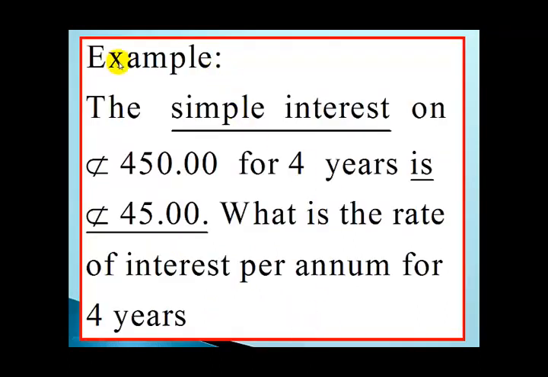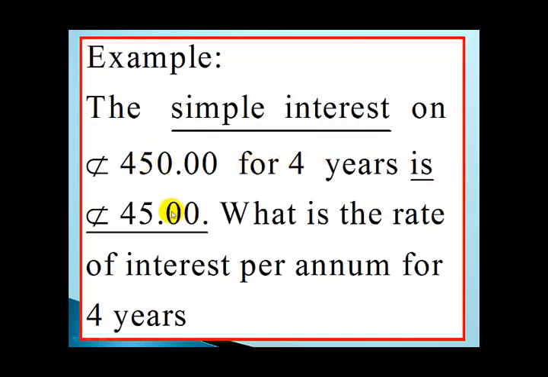Now let's look at this example. The simple interest on 450 cedis for 4 years is 45 cedis. What is the rate of interest per annum for 4 years? Now let's look at this question. The simple interest on 450 cedis, that means that 450 cedis is the principal, because from the question we have it that the simple interest on 450 cedis for 4 years is 45 cedis.